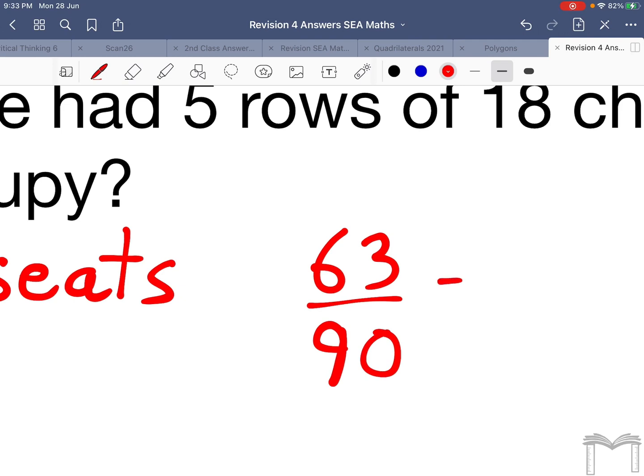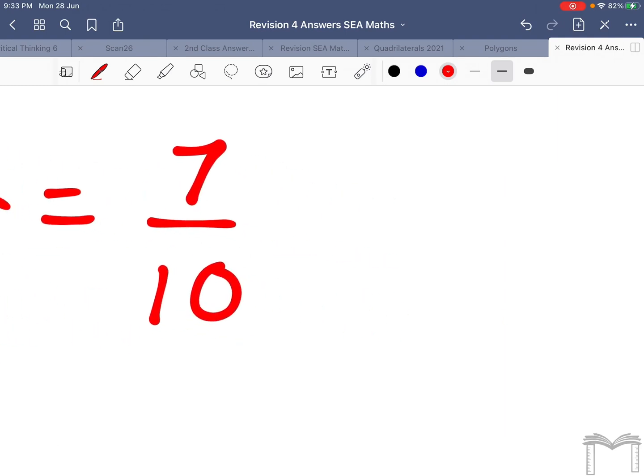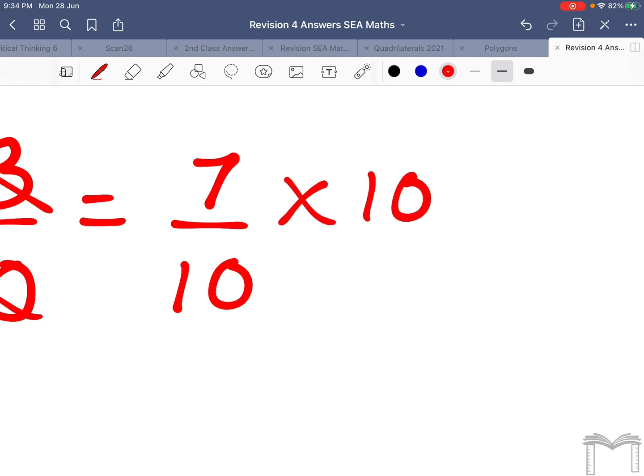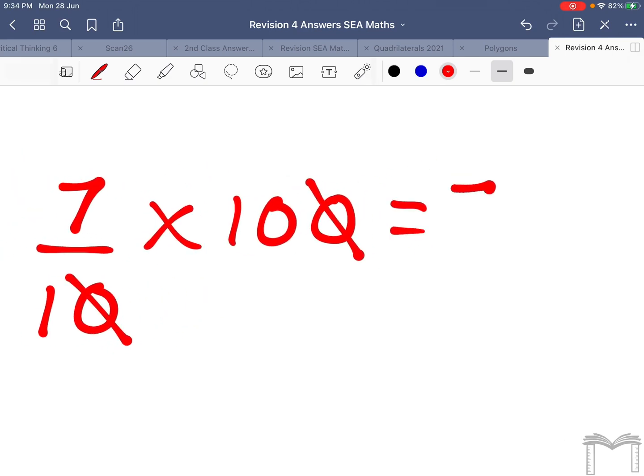Right, let's reduce this fraction. 9 into 63 is 7. 9 into 90 is 10. We can multiply this by 100. Cancel 1 and 0 on top, put 1 and 0 below. 7 times 10 is 70. So that's 70%.